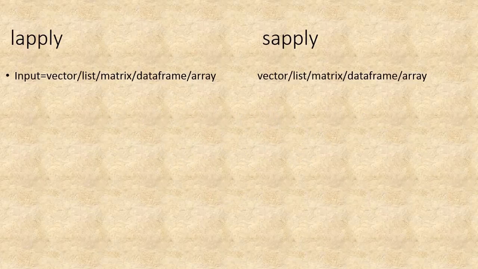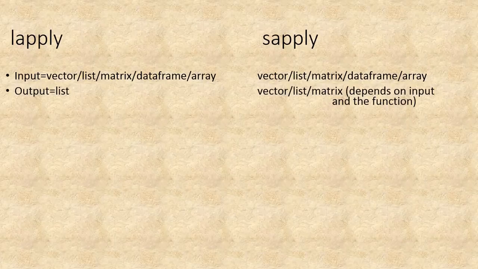If you compare lapply with sapply, the input that you can provide to lapply can be a vector, a list, a matrix, a data frame, or an array. And the same is the case with sapply. So they are identical in this case. However, with respect to output, lapply gives you a list only, I think, and sapply will give you a vector, a list, or a matrix, depending on the input and the function you use inside the sapply function.